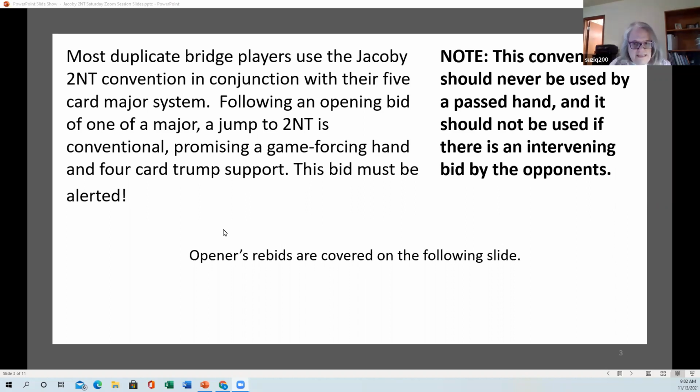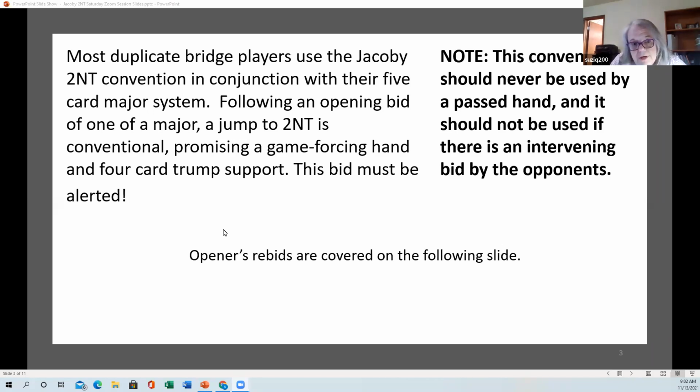It is really important. It also promises a game-going hand. That means a hand with a total valuation of at least 13 points, and that it is balanced usually. We'll talk in a week or two here about when it might not be balanced. But in general, it will indicate a balanced hand, hence that 2 no trump name in it.